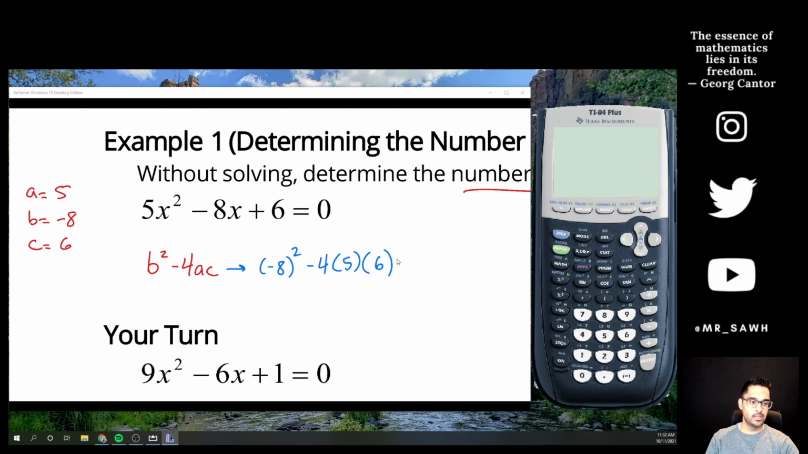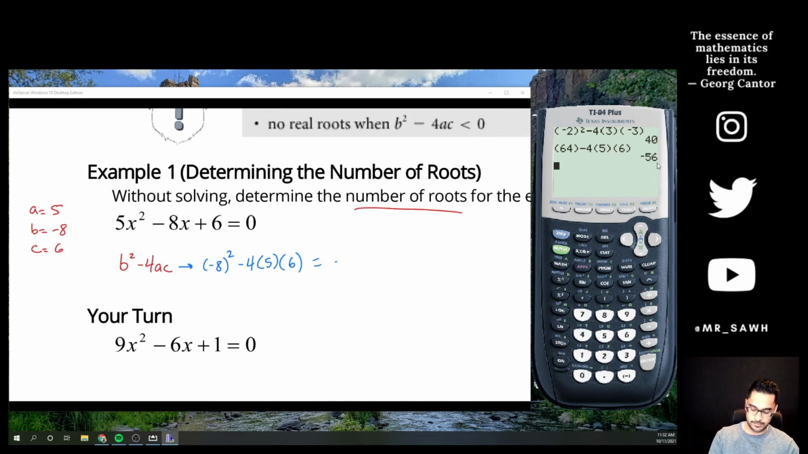Now if I evaluate this to see what we're going to get, well, I'm going to get 64 because that's 8 squared, minus 4 multiplied with 5 multiplied with 6. I end up with negative 56.